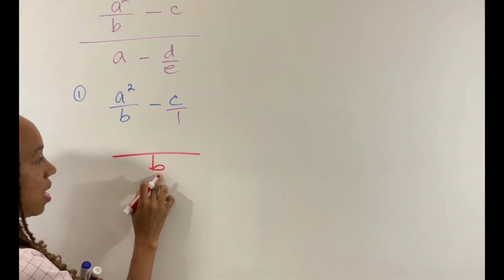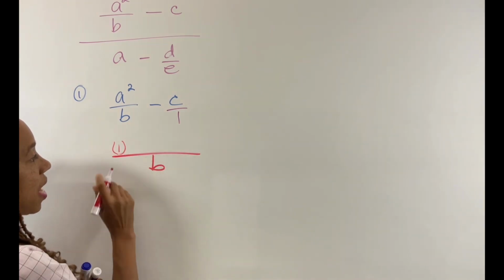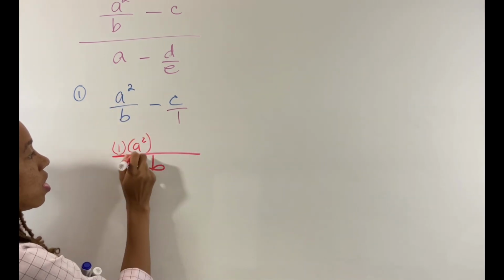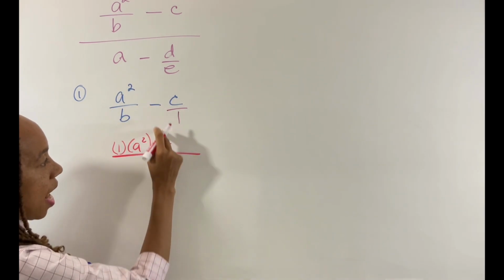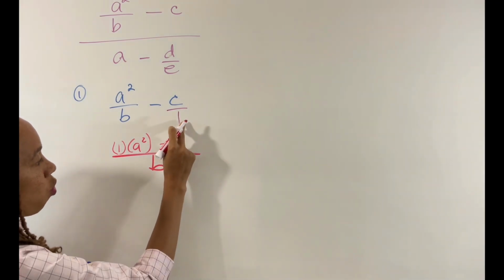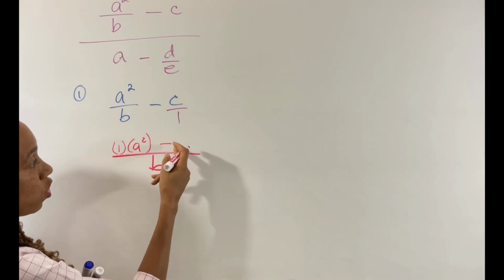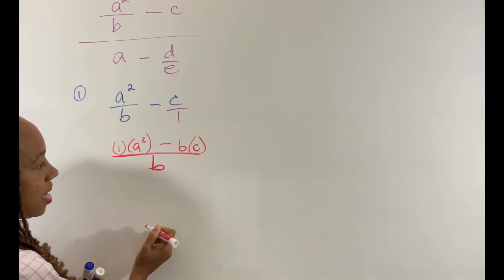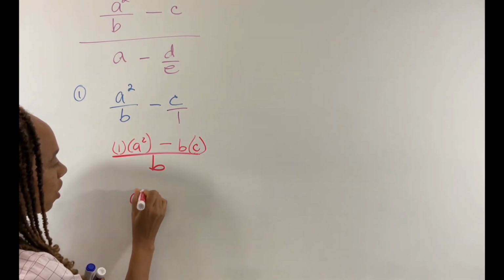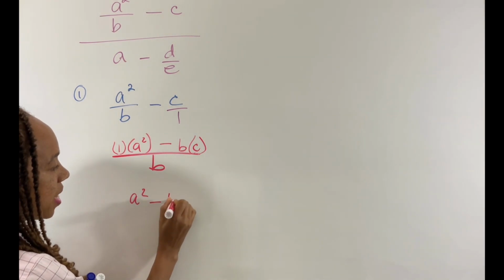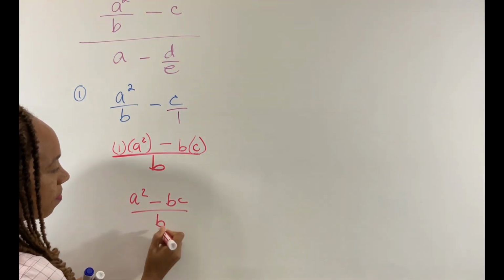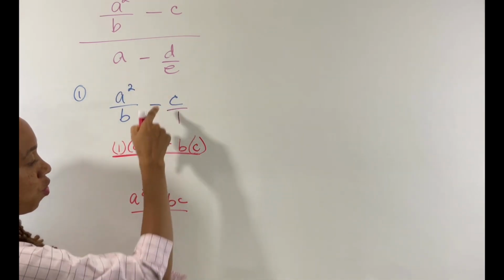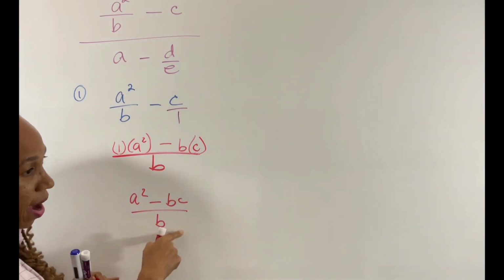So b into b is simply going to be 1, right? You can have the 1 there, and then you're going to multiply that by the a squared, the number which is in the numerator. Bring down your subtraction sign, and 1 into b is simply going to be b. You just have b, and then you're going to multiply that by c. So you will end up with a squared minus bc over b. That is what you get when you have these terms right here.